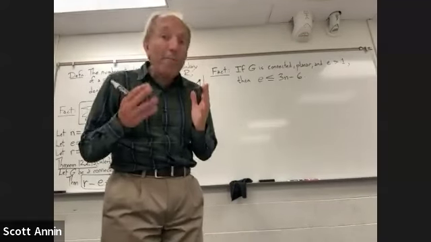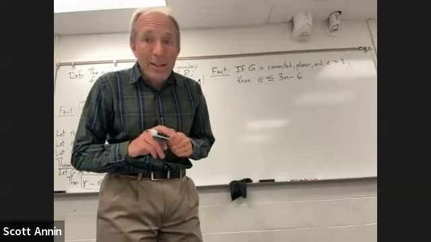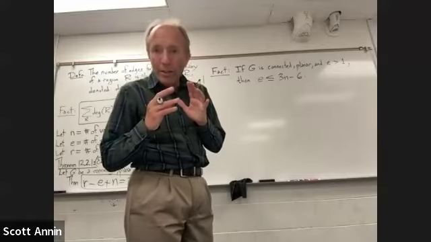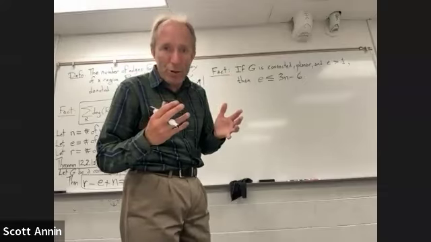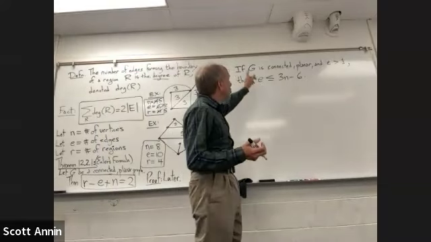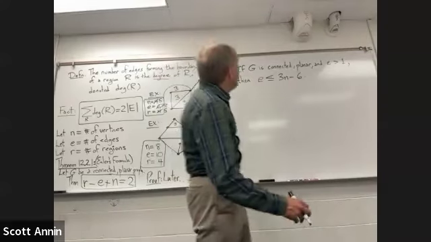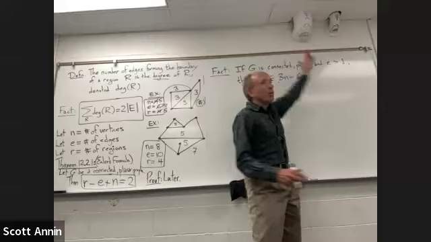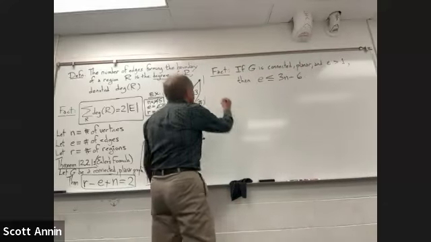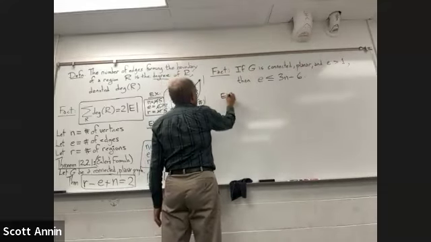The way this is often used is actually in sort of the contrapositive approach. If the number of edges is more than 3n minus 6, then your graph either isn't connected or it isn't planar. Let me give you a quick example of that, and then we'll prove this fact.